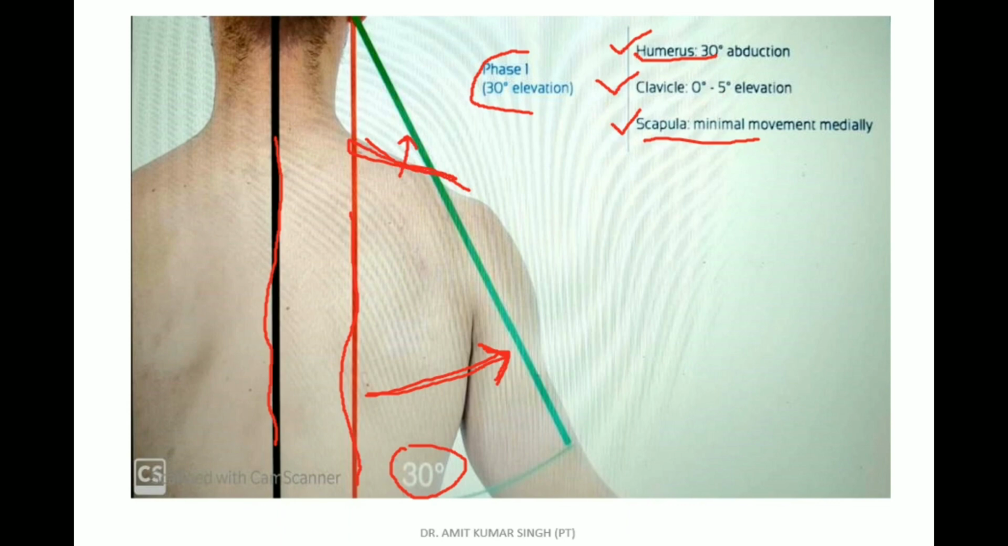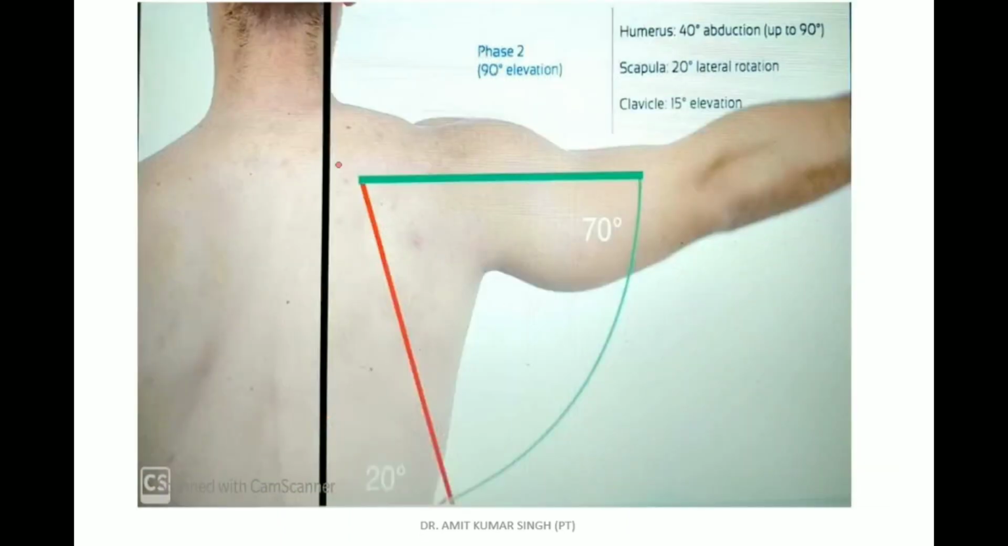Now coming to phase 2. Similarly, you can see the black line, the red and the green. Now you can see the red line has started to move. As we mentioned here, the humerus is going to contribute another 40 degrees of abduction. So initially how much did it contribute? 30 degrees. Okay, in the first phase it contributed 30 degrees.